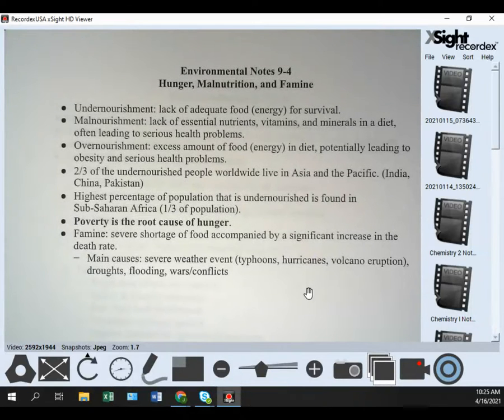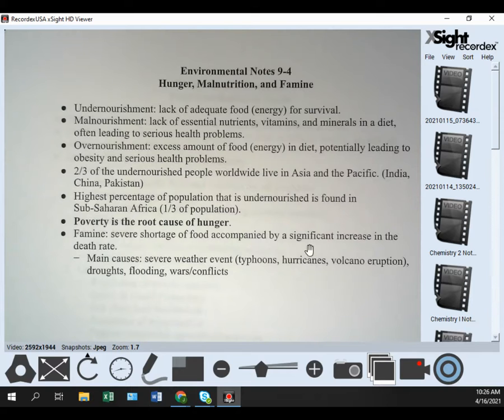Definition of famine. The definition has two parts. It is a severe shortage of food, that's the first part, and then it's also accompanied by a significant increase in the death rate. So, a severe shortage of food and a severe increase in the death rate.